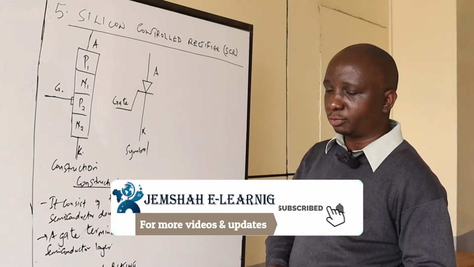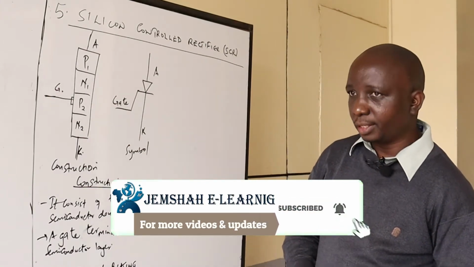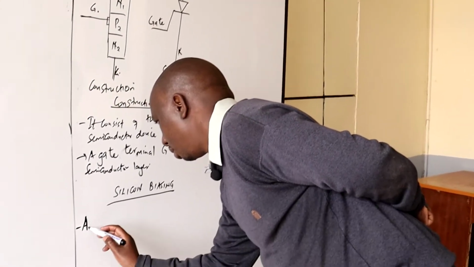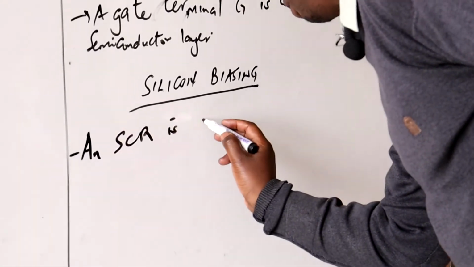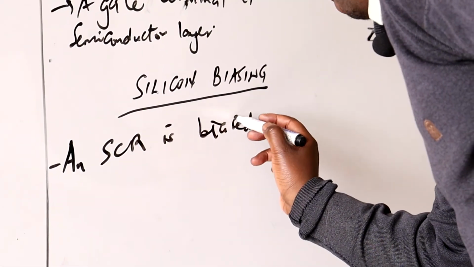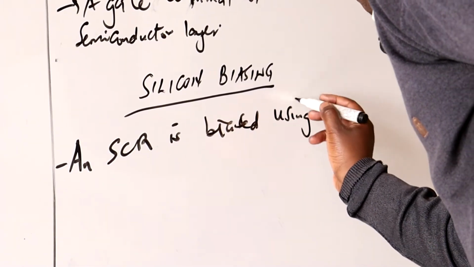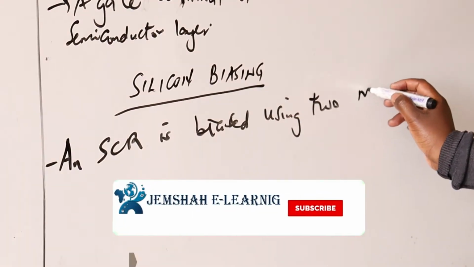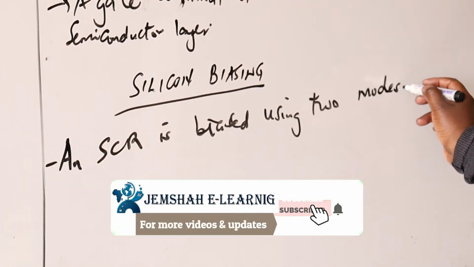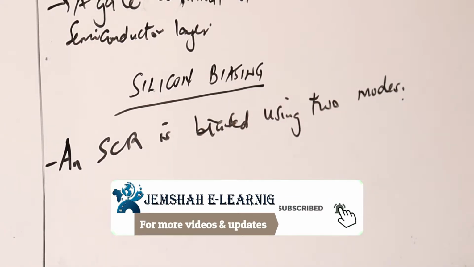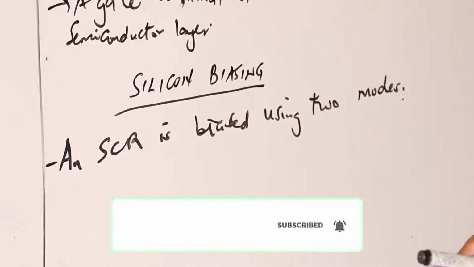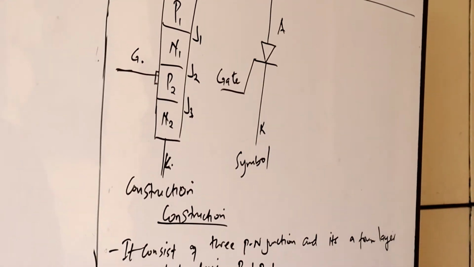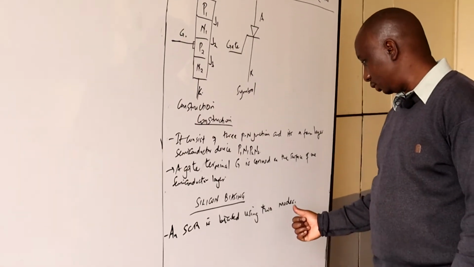So an SCR is biased by several methods. An SCR is biased using two modes. So we shall explain that.